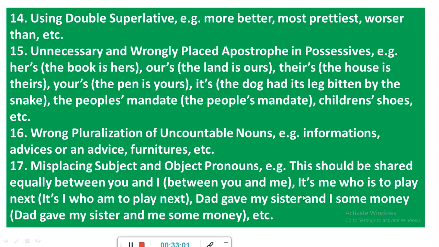This is also incorrect because if we just eliminate my sister here, then we test the grammaticality of this sentence. Let's remove my sister and. We just remove it. And what we have left is Dad gave I some money. Does this sound grammatical? Certainly not. You can only say Dad gave me some money. So when you add sister here, what must follow is me. Dad gave my sister and me some money. Not Dad gave my sister and I some money. It's ungrammatical, but it's common among English speakers.